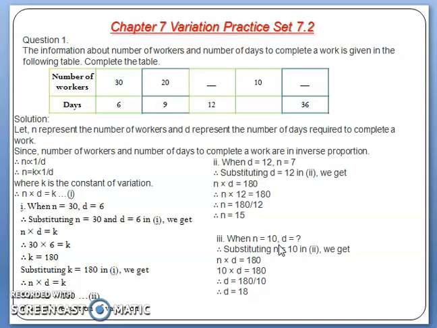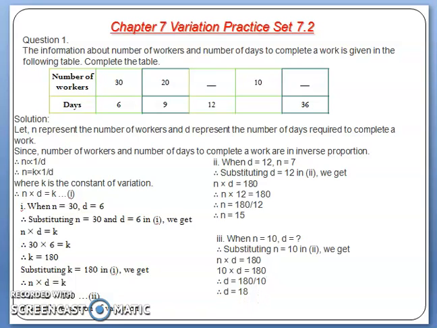Similarly, when n is equal to 10, we have to find the value of d. Substituting n equal to 10 in equation 2, we get n multiply d equals 180. That means 10 multiply d equals 180. d will be equal to 180 upon 10, that is 18.